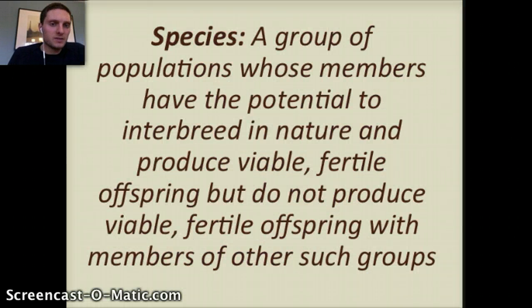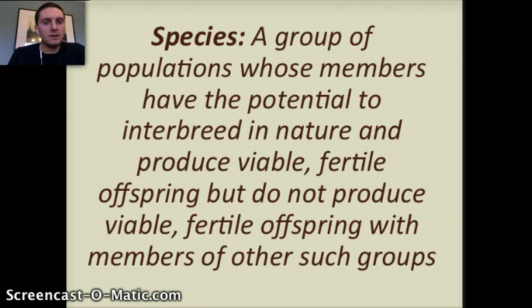To start out this video, let's define a species as a group of populations whose members have the potential to interbreed in nature and produce viable fertile offspring, but do not produce viable fertile offspring with members of other such groups. The key portion here is the ability to interbreed in nature and produce viable fertile offspring. If two organisms reproduce, but that offspring isn't fertile, meaning it can't reproduce, it's a dead end, like a mule or a liger.